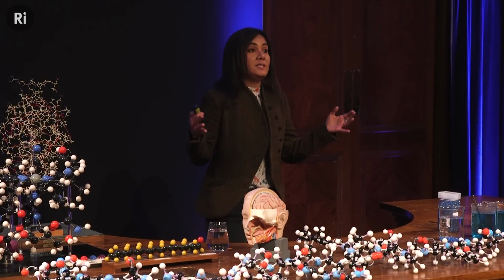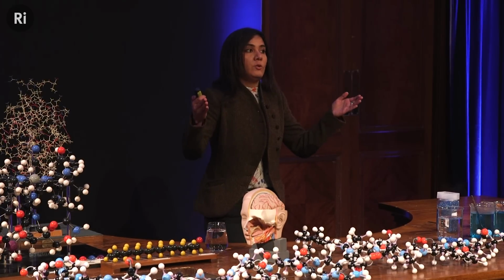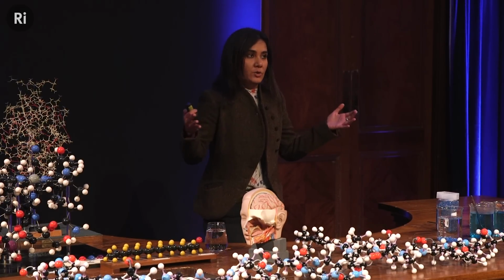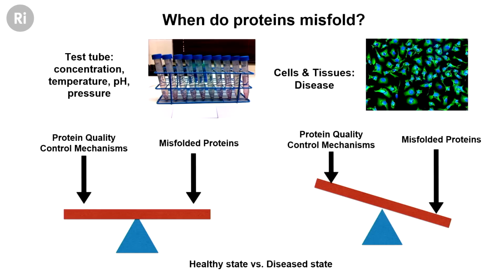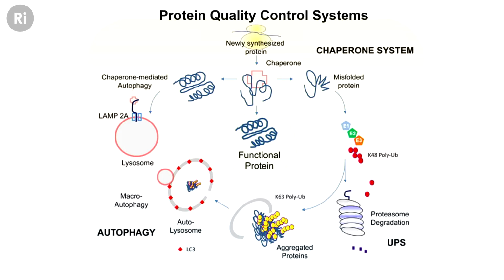So in a healthy state, these protein control mechanisms balance it out, and the proteins do not misfold and stay in this soluble state. However, during disease, due to mutations or environmental changes, which we need to understand more, this balance is tipped off, causing protein misfolding diseases like Alzheimer's, Parkinson's, and ALS. What do these protein quality mechanisms look like?